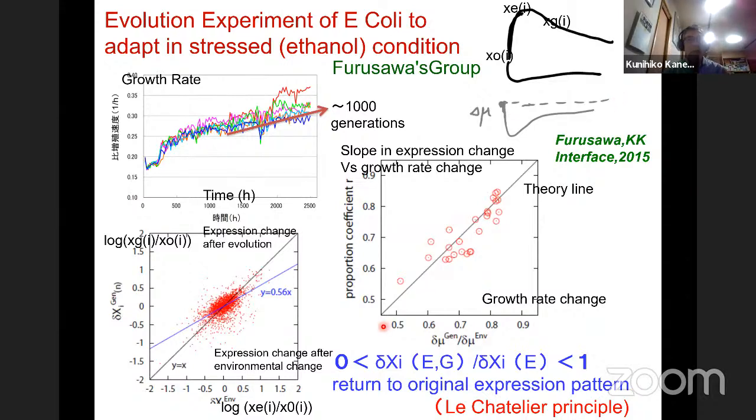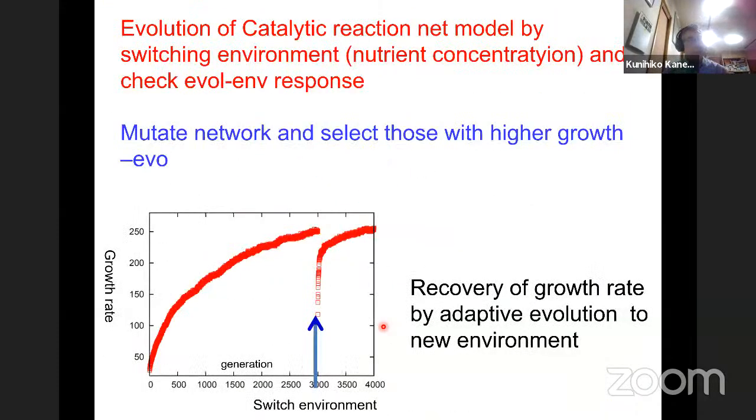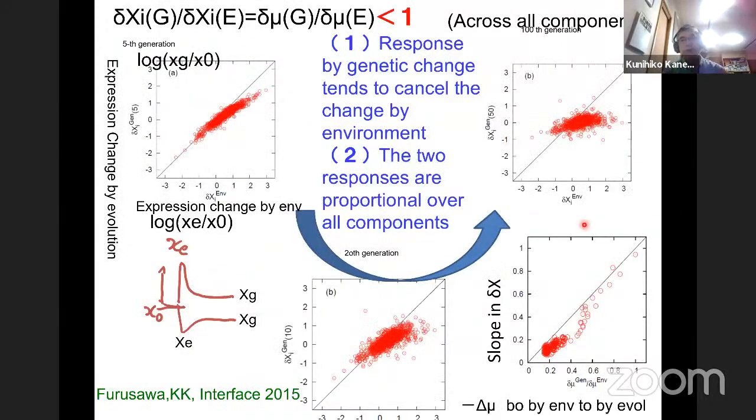And we can also check the same thing with the numerical model. We put some stress here, then make some mutational, evolutionary change, and check again how this changes through the evolutionary change, and then the slope change versus growth rate change. Okay, it agrees rather well.